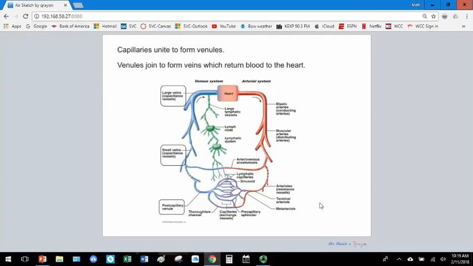Okay, then the capillaries unite to form veins, and in particular, the first one is what are called a postcapillary venule. Then we get small veins and large veins, which return the blood to the heart.